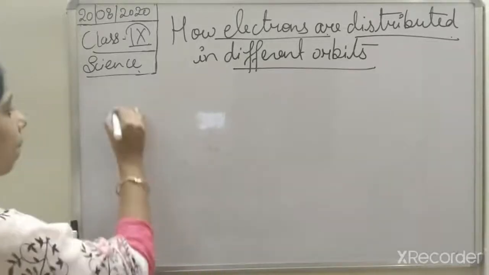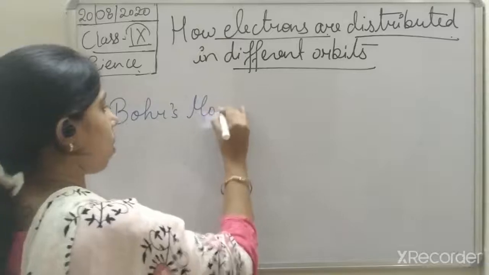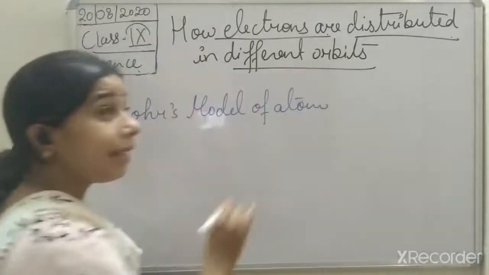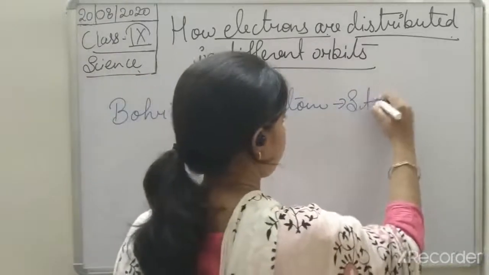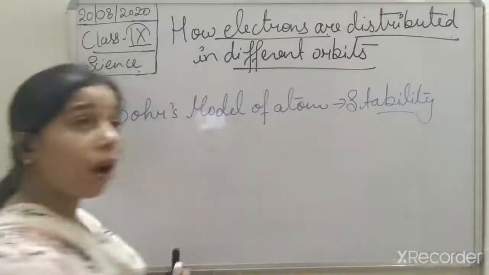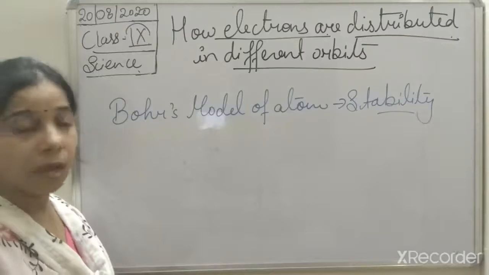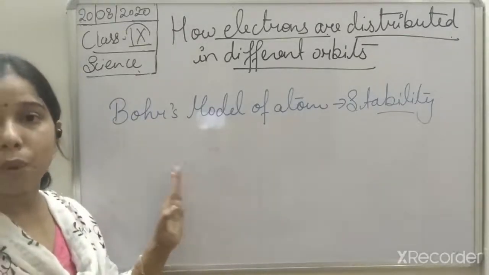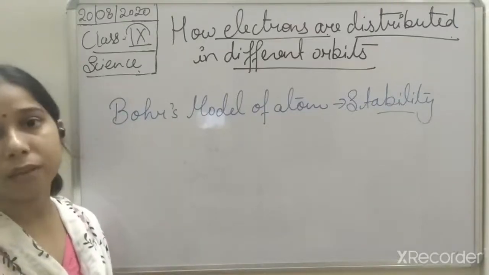So when we talk about the Bohr's model of atom, it explained the stability of the atom. That was not explained by the Rutherford model of atom. So if we recall the Bohr model of atom, what are the different postulates of the Bohr model of atom?